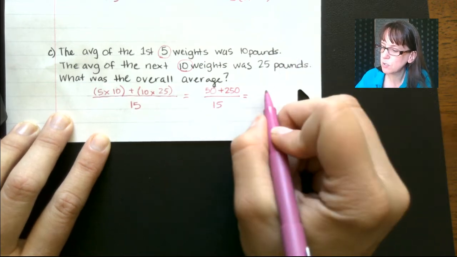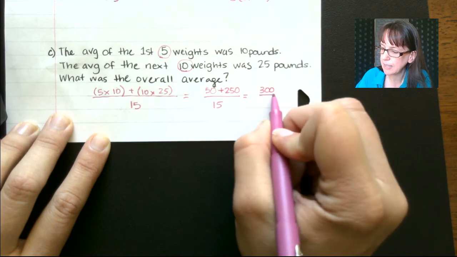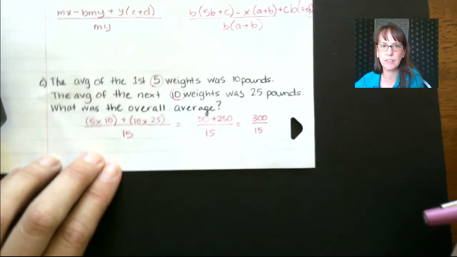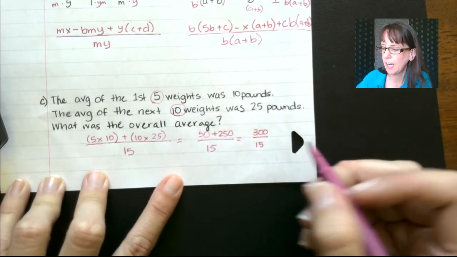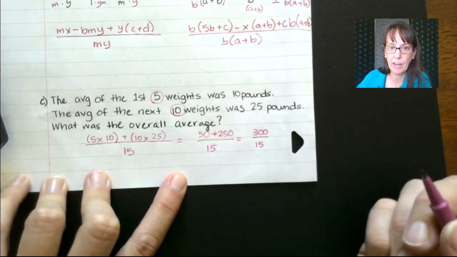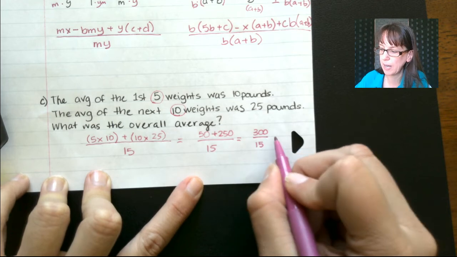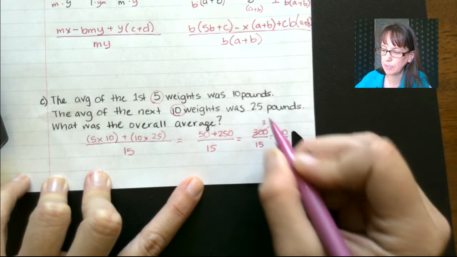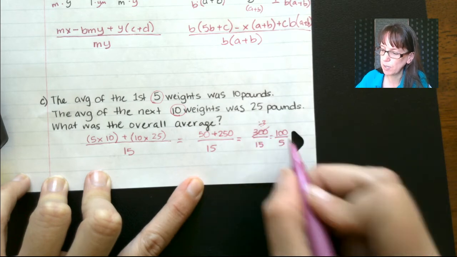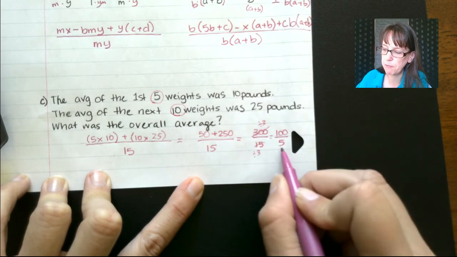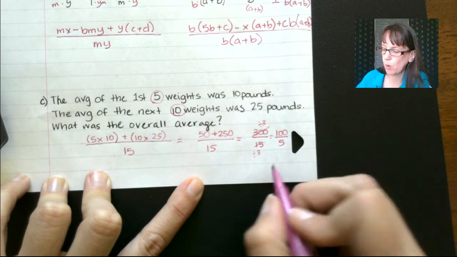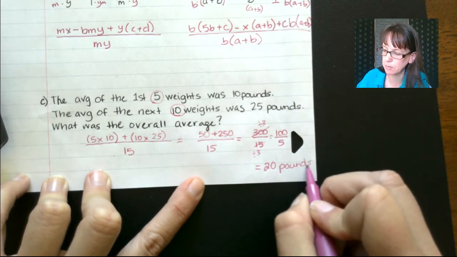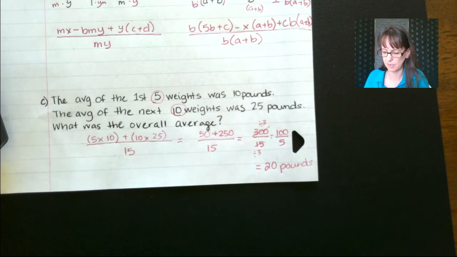So 50 plus 250 is going to be 300. Take that, divide it by 15. Now, if you weren't sure on the answer on this guy, what you could do is you could divide both of these by 5, or divide them by 3 even, and you would have 100 over 5, right? Divide this by 3, you get 100. Divide this by 3, you get 5, and 5 goes into 100 20 times, so it would be 20 pounds. Make sure you're writing a complete sentence for these word problems because I think that that's really helpful.